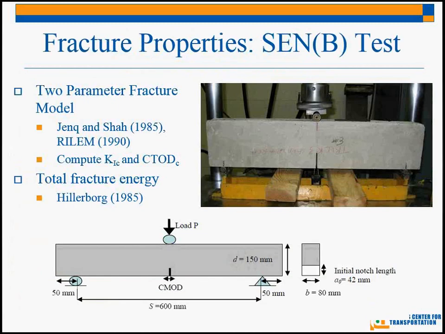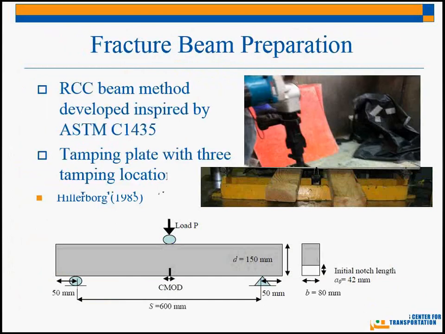So the next thing we looked into was the fracture properties, and this was one of the real important things that we wanted to look at, because it gives us a better idea of how the concrete is actually going to perform.